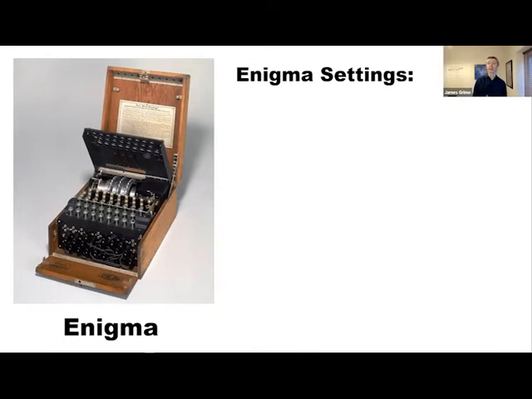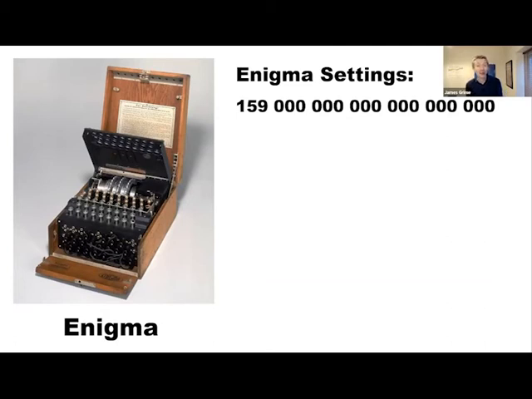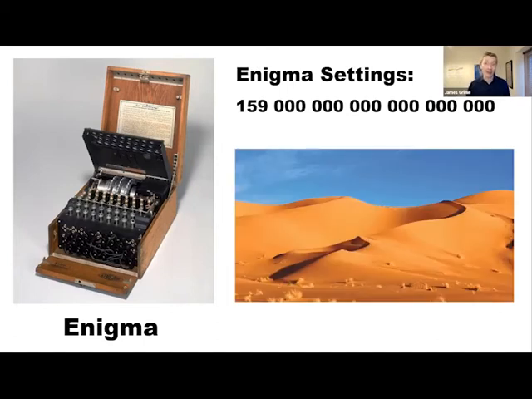It was this number, 159 million possibilities. So the number of ways you can set the Enigma machine, huge number, right? Far too many to check. There are more possible Enigma settings than there are grains of sand on Earth. That's how big that number is. It's a ridiculous number.